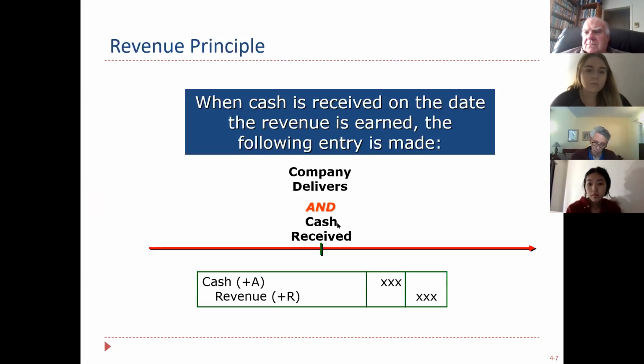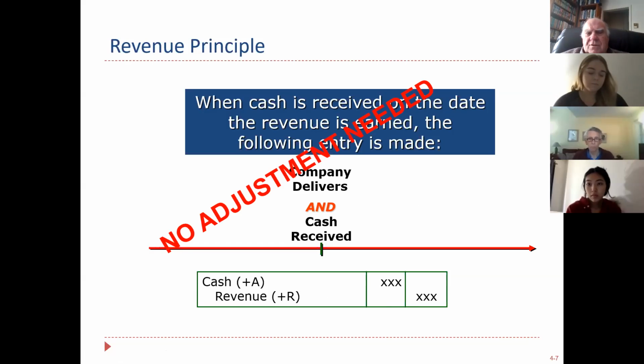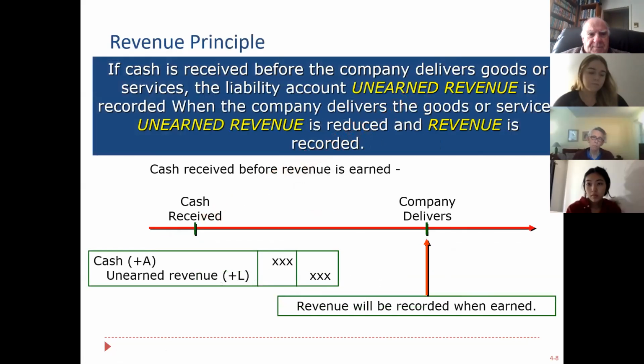You ordered pizza, and the pizza guy came, and he said that'll be $20, and that's the transaction. The pizza guy got cash, $20, and the revenue is recorded now. He delivered the pizza. Same time. No adjustment needed, huh? Let's see what we have here now.